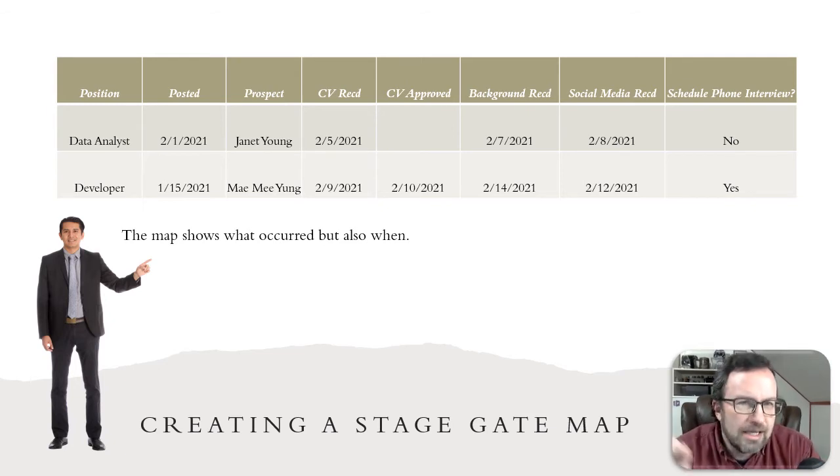Well, this is why I say a stage gate is much more powerful. Because here, not only are we tracking that those things happened, but we're also tracking when they happened. And the purpose of that is twofold. One, as you can see here, it makes it very easy to tell when something's ready to cross through that stage gate. The first one for that data analyst role, well, that's not ready to schedule the phone interview yet. Why? Because the CV hasn't been approved yet. The second one, the developer role, absolutely is ready to go because all of those steps are in there.